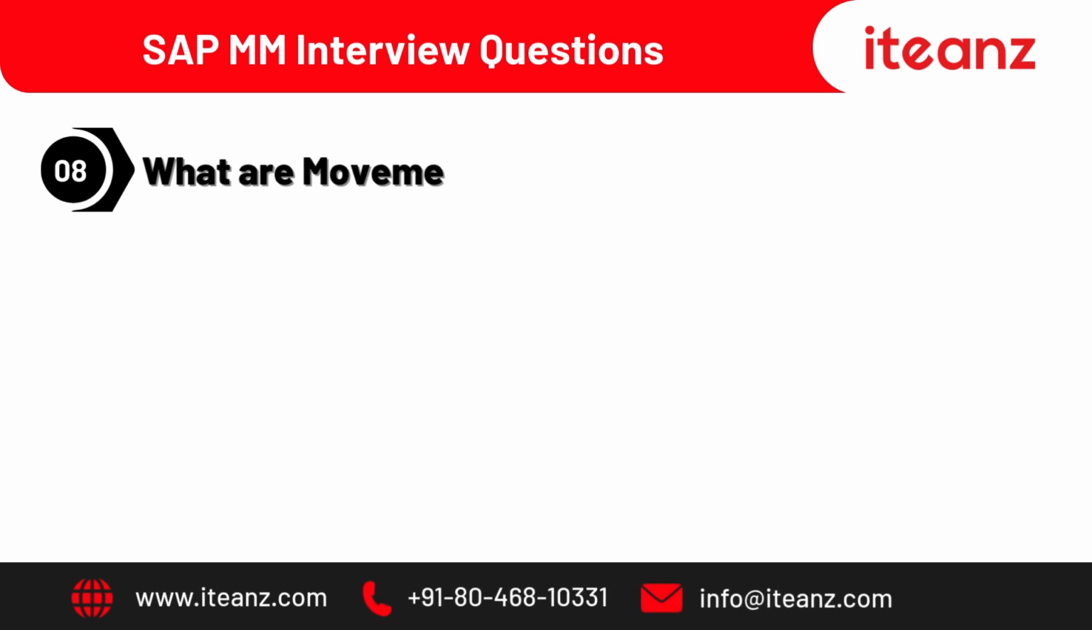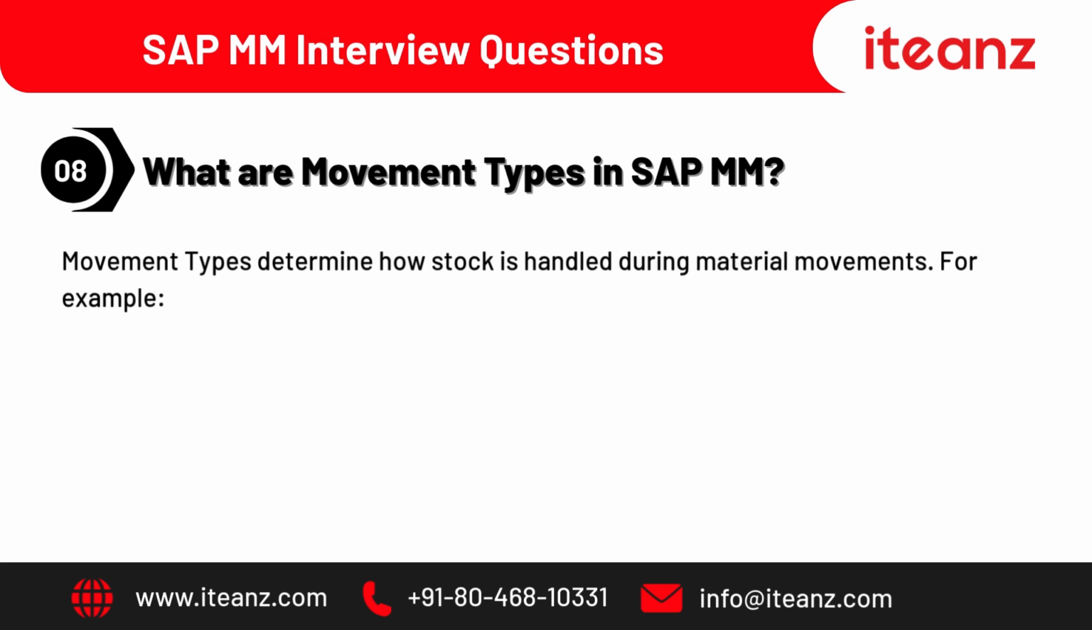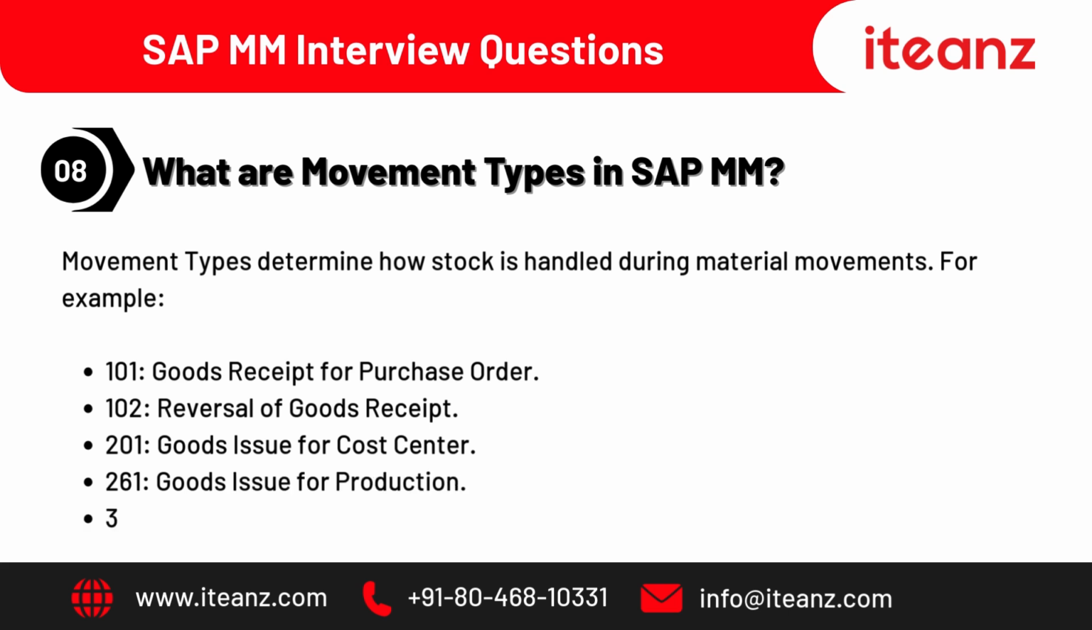What are movement types in SAP MM? Movement types determine how stock is handled during material movements. For example, 101, goods receipt for purchase order. 102, reversal of goods receipt. 201, goods issue for cost center. 261, goods issue for production. 301, stock transfer between storage locations.